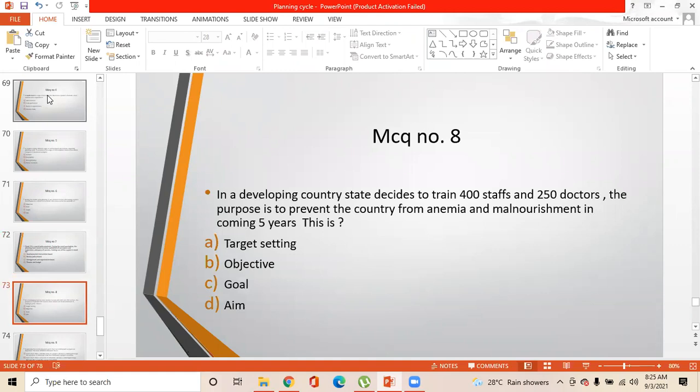MCQ number 8: in a developing country, the state decides to train 400 staff and 250 doctors. The purpose is to prevent the country from anemia and malnourishment in the coming 5 years. Option A is target setting, B is objective, option C is goal, and D is aim. Goal? C. This is A. B is the right answer. This is objective.